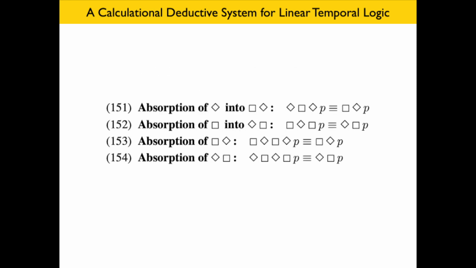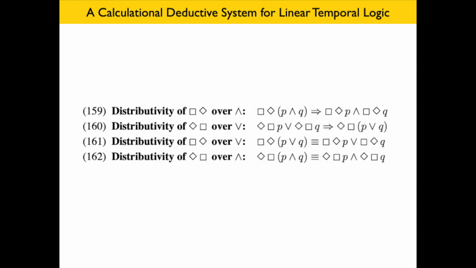Now, these two theorems, number 50 and 72, combined with number 151 and 152, tell you that any string of eventually and always, you can have eventually, always, eventually, always, whatever long string of eventually and always, will collapse down to either always P or eventually P or always eventually P or eventually always P. Those are the only possibilities.